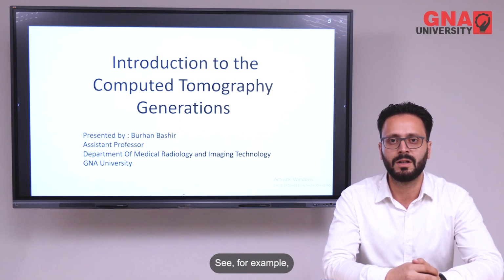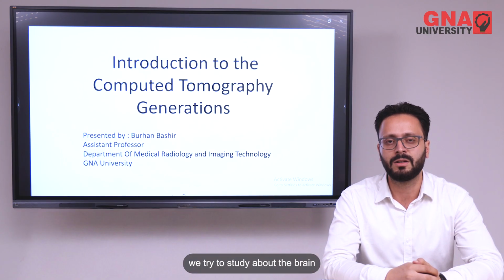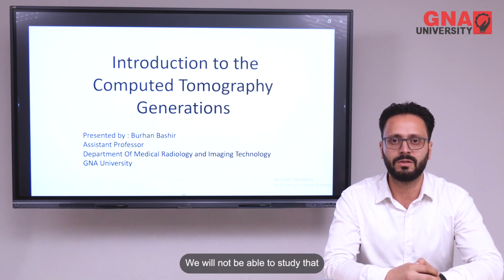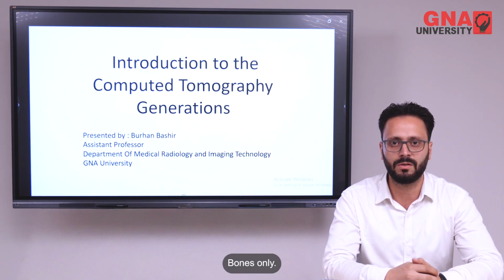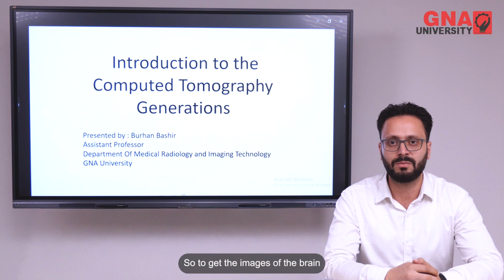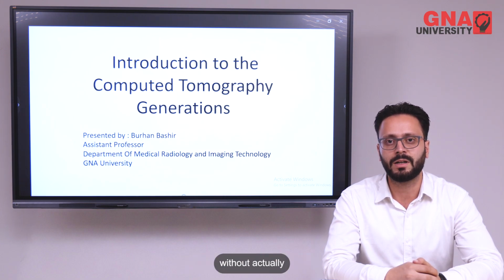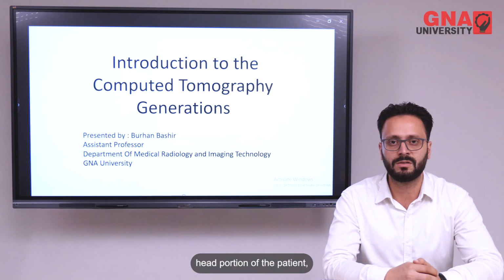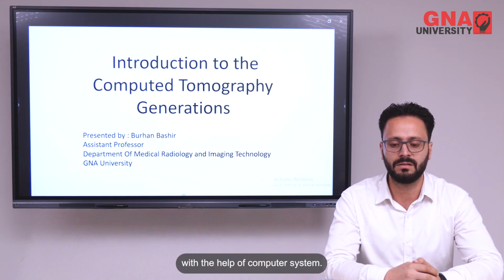Say, for example, we try to study the brain. With the help of X-rays, we will not be able to study that because the X-rays will be blocked by the cranium bones only. So, to get the image of the brain without actually cutting open the head of the patient, we require a three-dimensional tomographic image. As the name suggests, computed tomography means creating tomographic or slice images of a body with the help of a computer system.